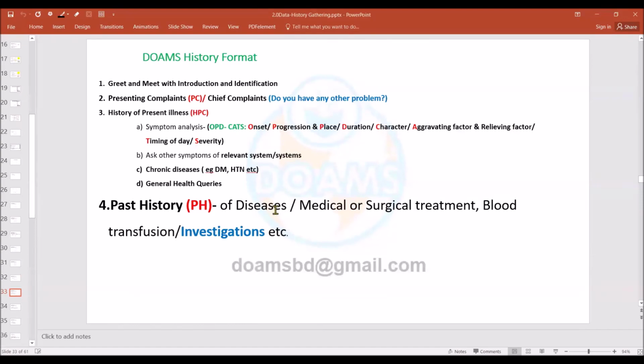Now come to the past history. In the past history we try to highlight previous diseases' names, medical or surgical treatment taken. That means hospital admission, definitely surgical, usually day care or inpatient, and blood transfusion. Importantly, investigation. It could be that additional things are there also.